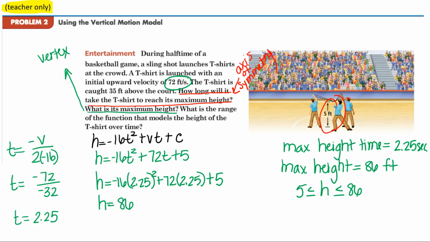So my range for my height is between 5 and 86. Yes, it was caught at 35 on the way down, but at one point it was as low as 5 feet. But you have to be cautious.